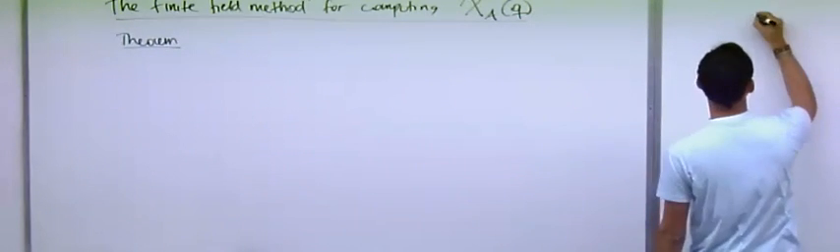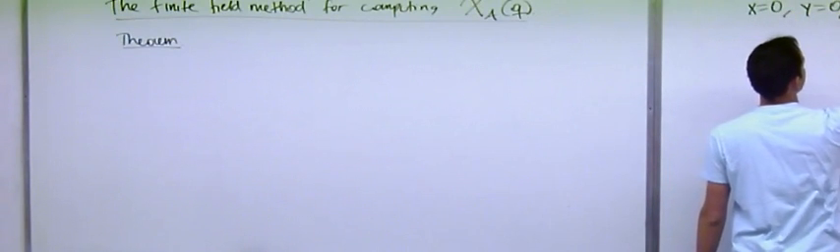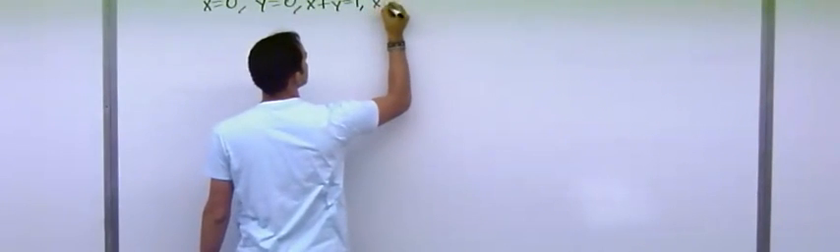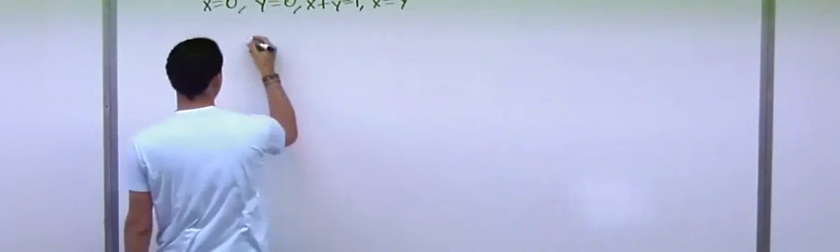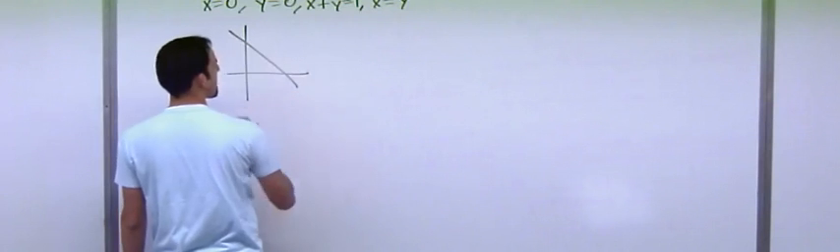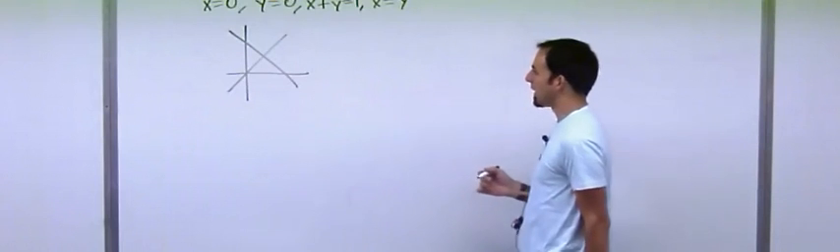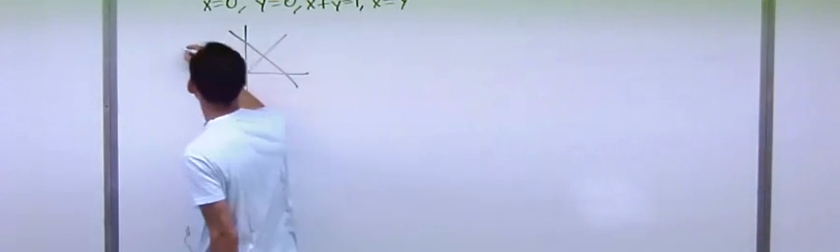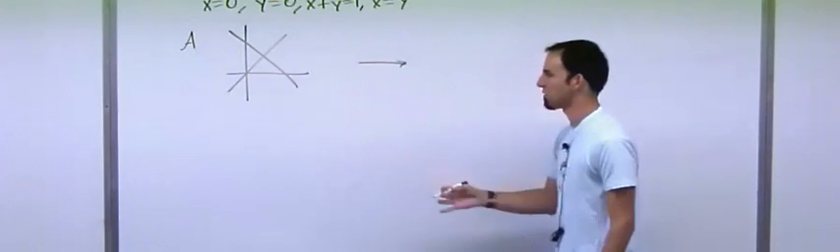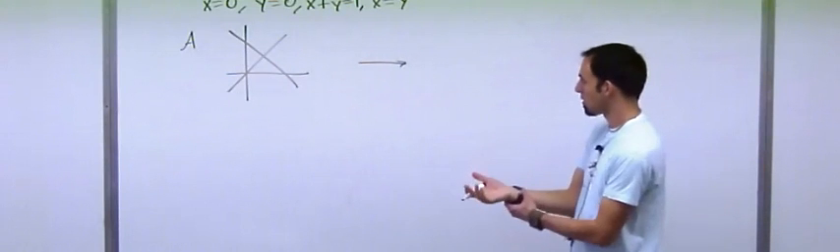Let's say that you have an arrangement, and the arrangement is maybe x equals 0, y equals 0, x plus y equals 1, and x equals y. And so you draw this arrangement. This is y equals 0. This is x equals 0. This is x plus y equals 1. And this is x equals y. And so this is the arrangement. And we have one method for doing this, which is to compute the intersection poset, and then find the Mobius function, and then compute the characteristic polynomial.